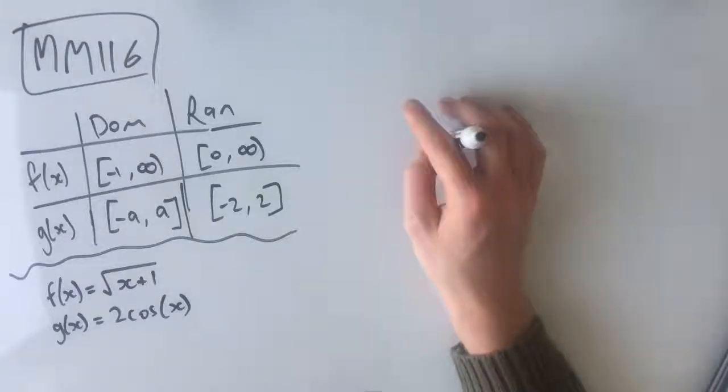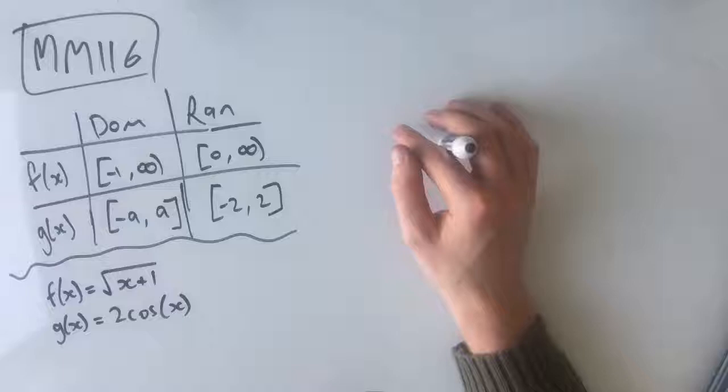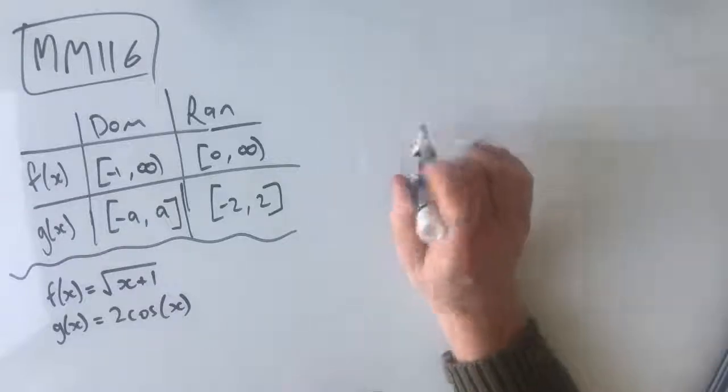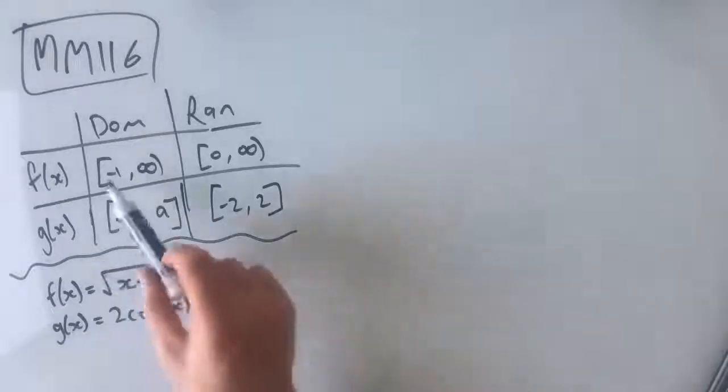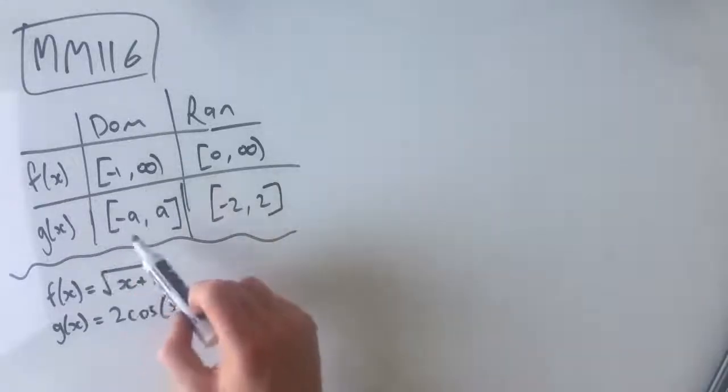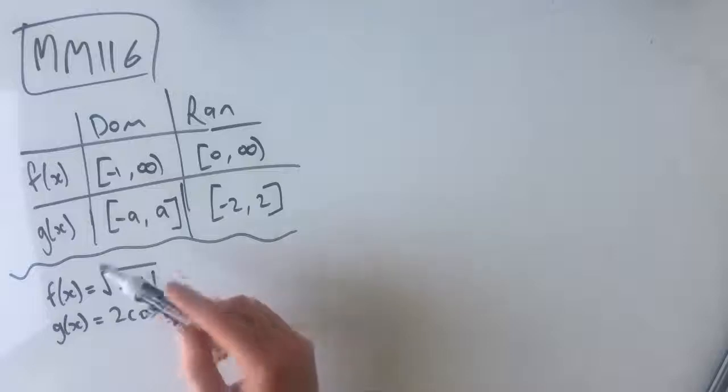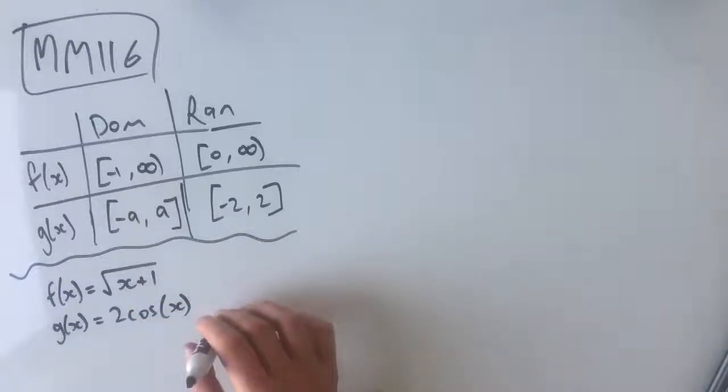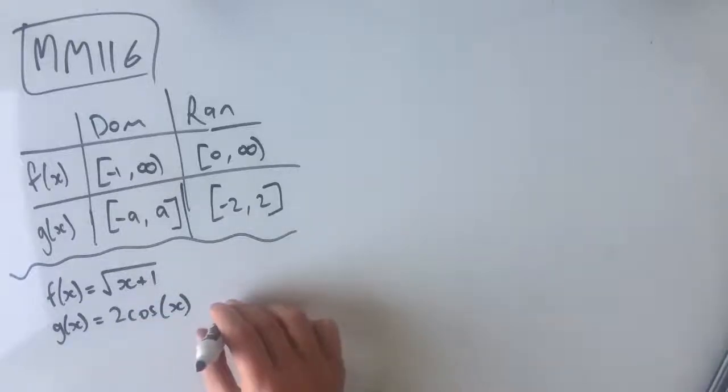So we've got this question: consider the functions f of x equals root x plus 1 and g of x equals 2 cos x, where our domain for f of x is negative 1 to infinity and our domain for g of x is negative a to a. We're trying to find what's the maximum value of a for which f of g of x exists.